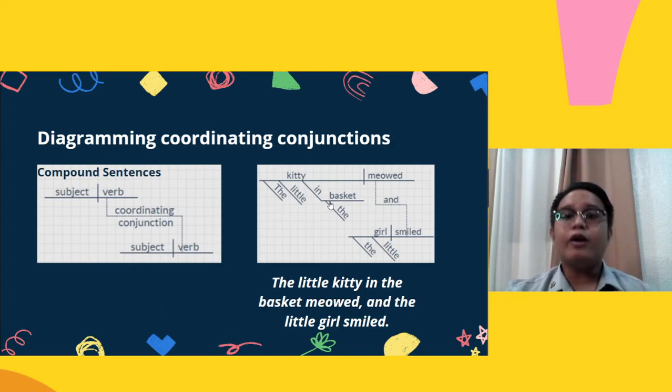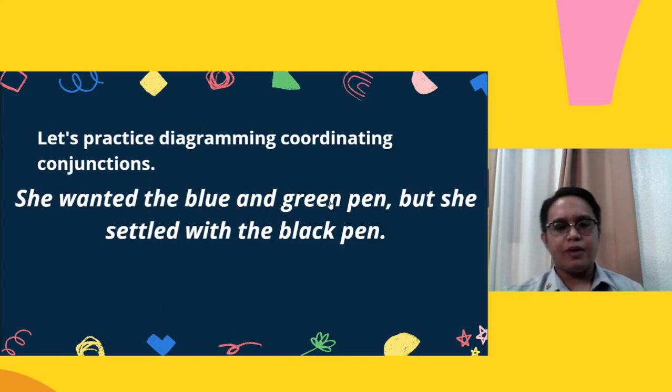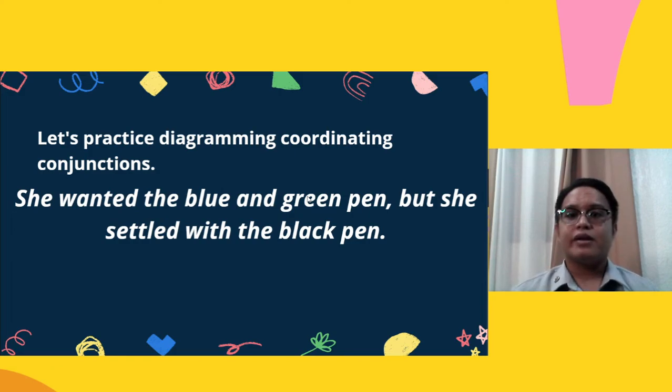Okay? Now, let's practice. Okay, so this one is a compound sentence. I'm just giving you a hint. So, write in your paper there. Mao ni atong sentence: She wanted the blue and green pen, but she settled with the black pen. Okay? So, I'll give you time. Pause the video and I will wait for your answers.